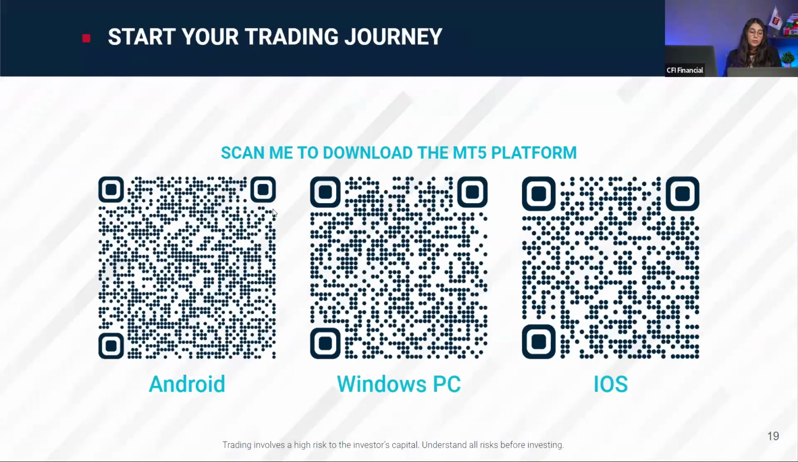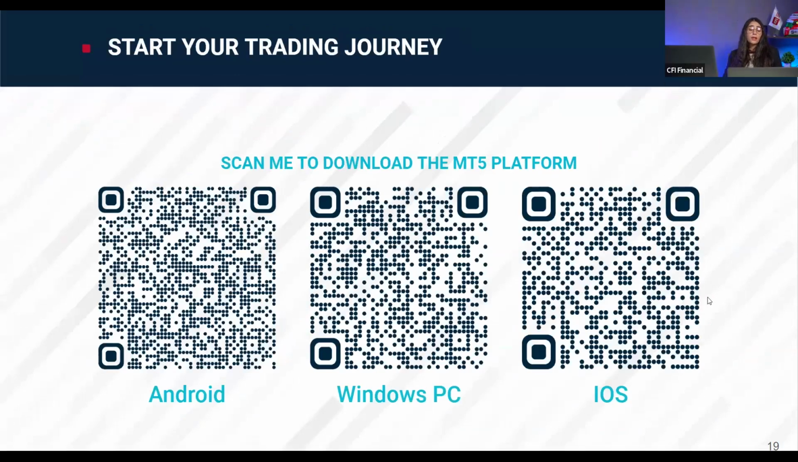Before entering the MT5, if you would like to download the platform, I'm going to leave this up for you. You can scan if you have an Android, a Windows PC, or iOS.